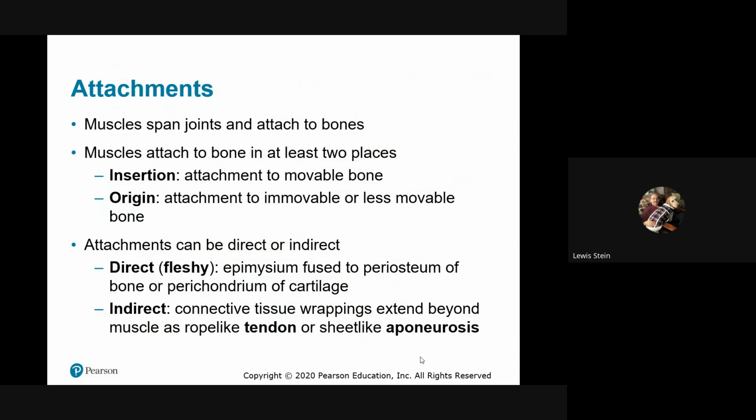Galea aponeurotica. Frontalis, occipitalis. The reason you can wrinkle your brow, they're both attached to the sheet-like structure called the galea aponeurotica. Your plantar fascia, that bowstring across the bottom of your foot, muscles attached to that.